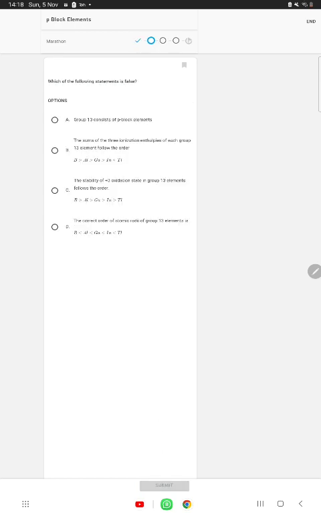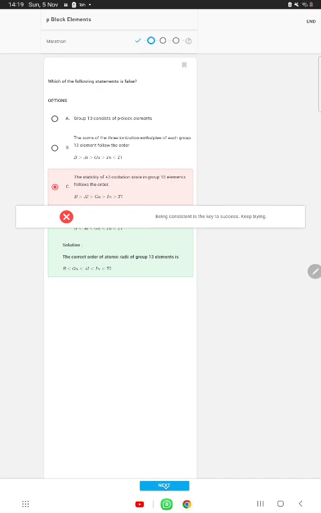Which of the following is false? Group 13 consists of p block elements. The sum of three ionization enthalpies in each group of the third element: boron, aluminum, gallium. Wrong. Boron, aluminum, gallium, indium, thallium. Option C is correct. They are asking for the false statement, students.